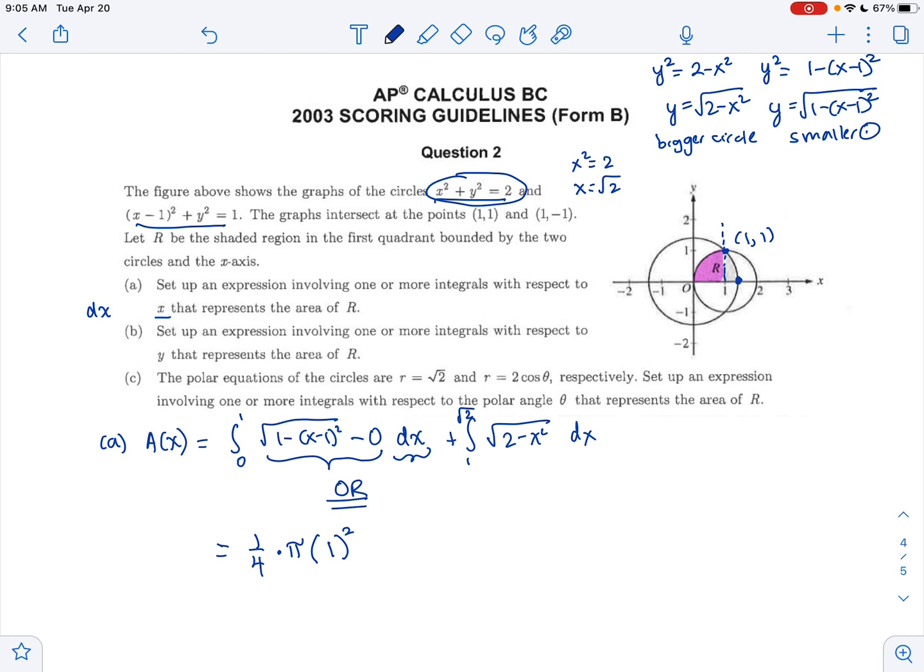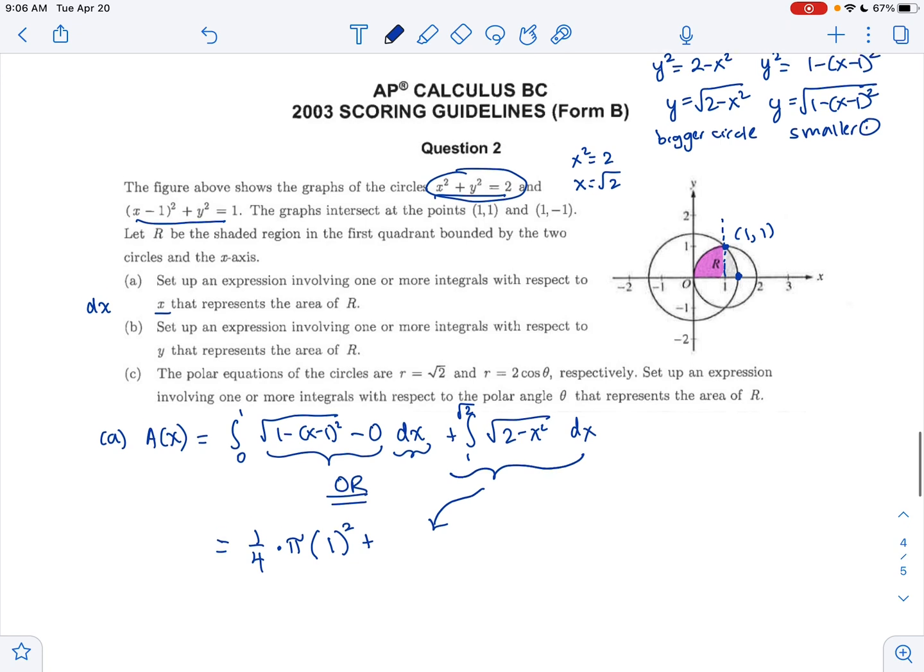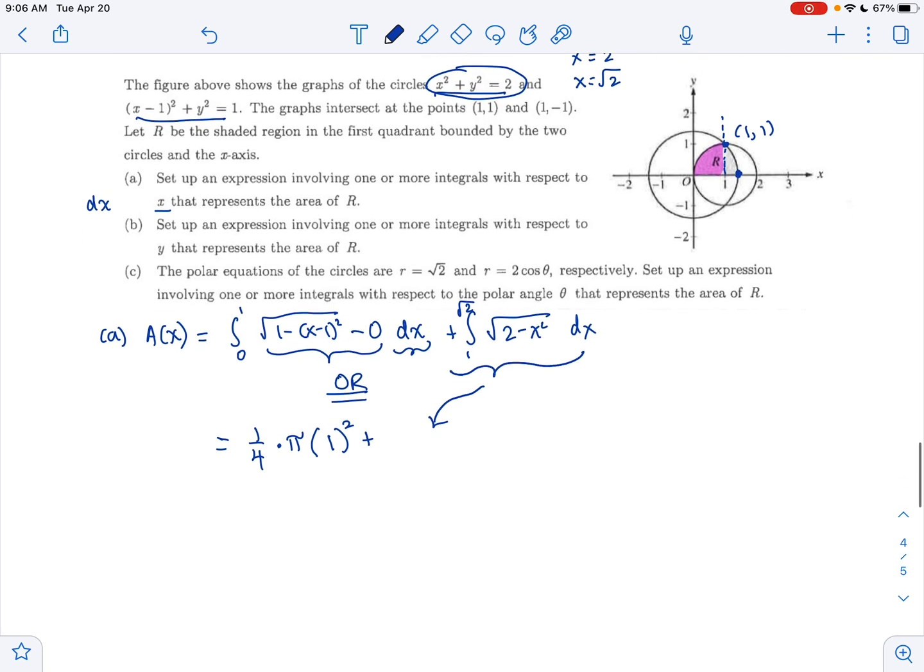So then from there, you can see that you're adding the second part, and that is just a portion of a circle, but we can't tell what the portion is, so we can't apply geometry to it. So that one's going to have the same setup for the integral as we had in the above equation. So that's how you would do part A.